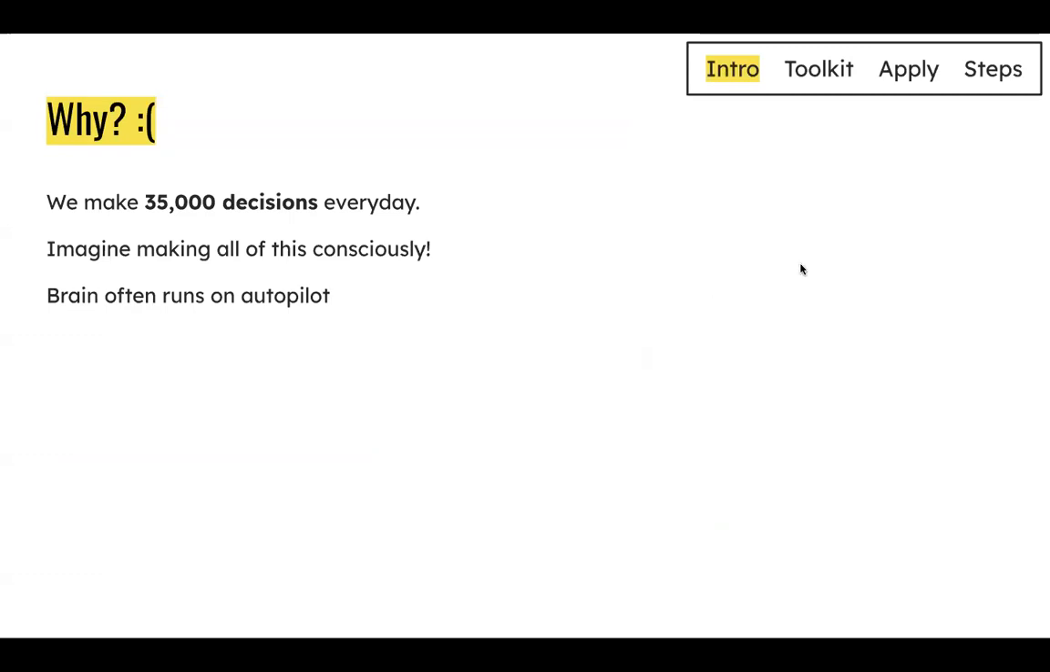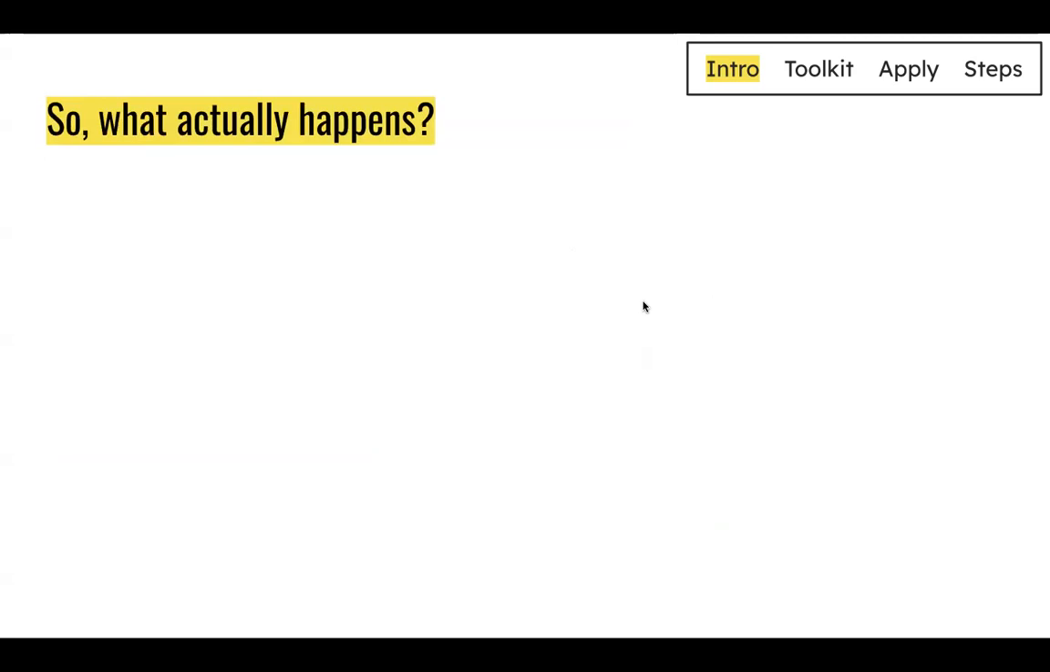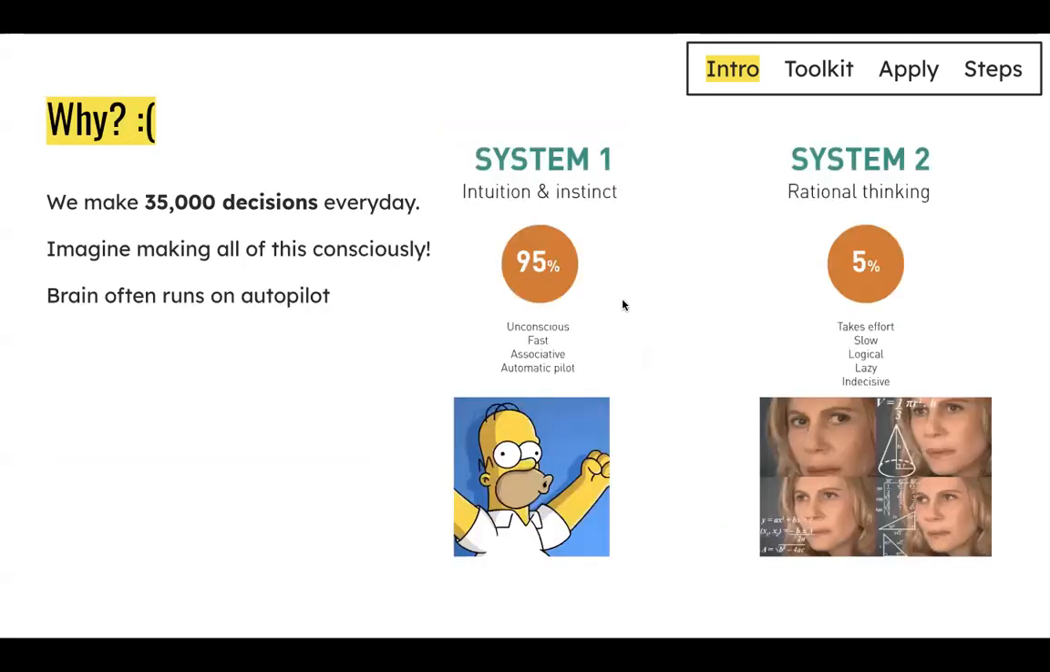So why are we irrational? Why are we not rational in our decisions? We make 35,000 decisions every day, and this is an underestimate of how many decisions we make. Imagine if you had to make all of these decisions consciously, we'd be so worn out. By the end of the day we'd be pretty much done if we were making 35,000 proper decisions. So our brain is constantly running on autopilot. In behavioral science, we call this system 1 and system 2 thinking.